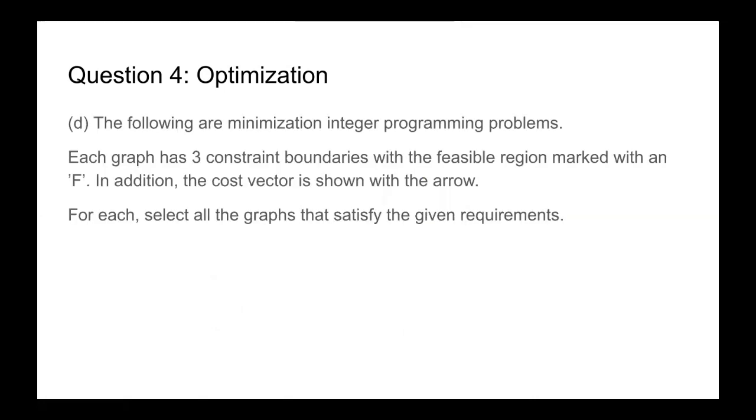So now we're going to go through part D of question 4 over some minimization integer programming problems. Each graph on the next problems has 3 constraint boundaries with the feasible region marked with an F. In addition, the cost vector is shown with the arrow given. For each problem, we're going to select all the graphs that satisfy the given requirements.